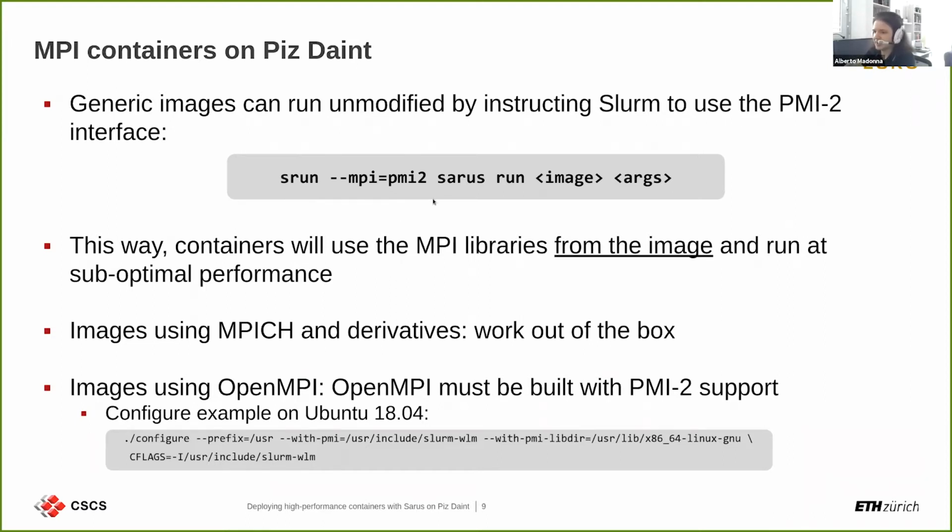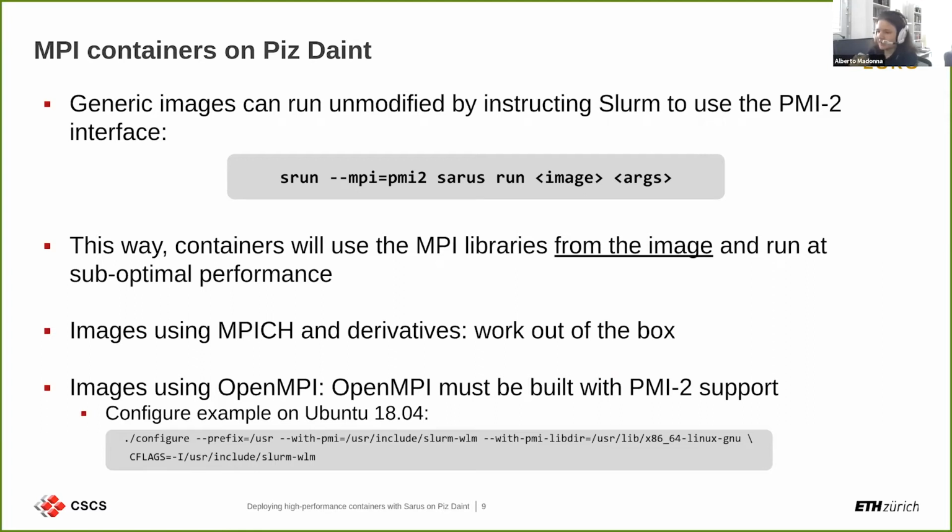In order to use PMI2 with MPICH and derivatives, no special interaction is needed, because all MPICH derivatives like MVAPICH and Intel MPI, as I said, use PMI2 by default, so they can work out of the box.